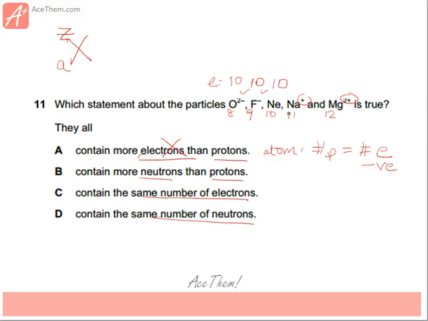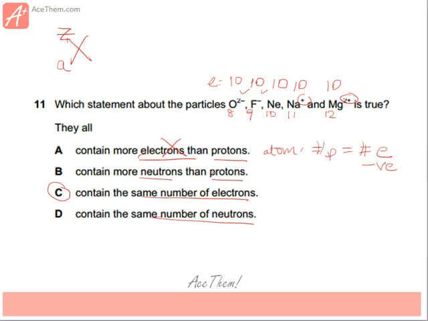For sodium, it's 11 protons, so an atom of sodium also has 11 electrons. It has lost 1 electron because it has a positive charge. So 11 minus 1 is also 10. The same exercise, 12 minus 2, is also 10 here. So you can see all 5 of them have exactly 10 electrons. They all contain the same number of electrons. Answer is C.